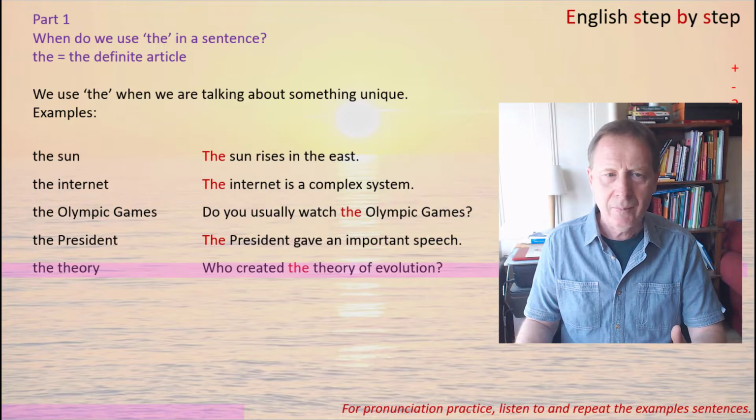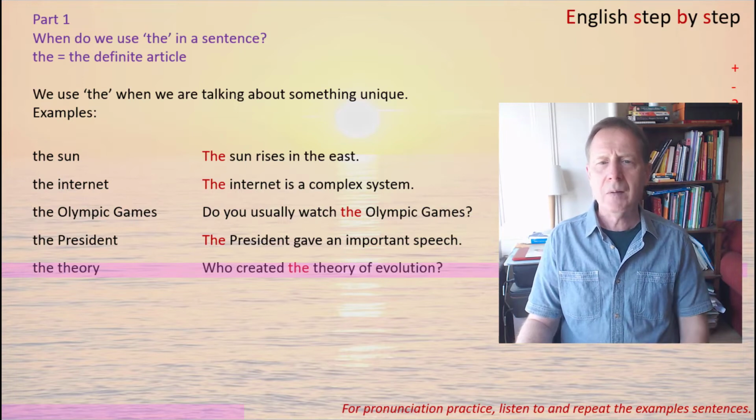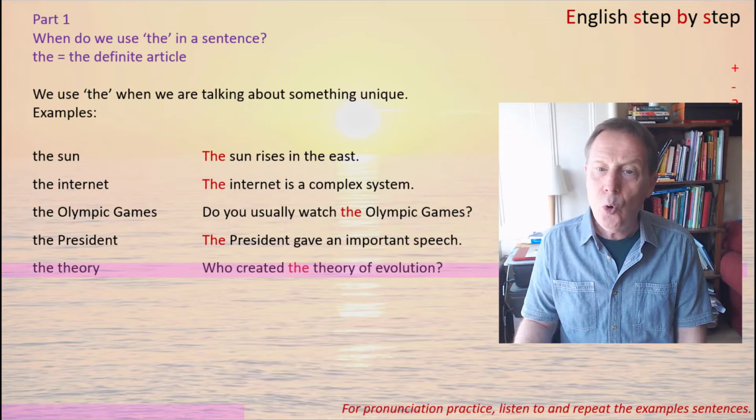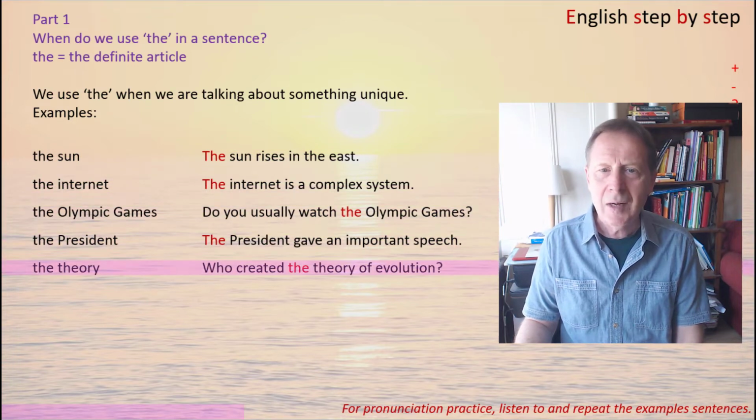The theory. If you're talking about a theory, normally there is only one theory you're talking about. For example, the theory of evolution. Who created the theory of evolution? So there you have 5 examples of unique things in which we use the.